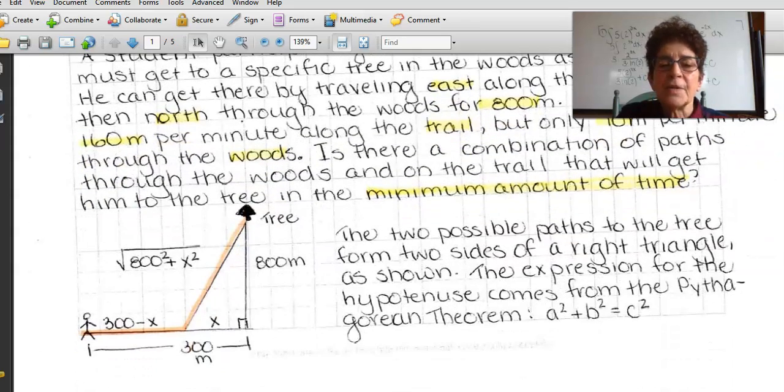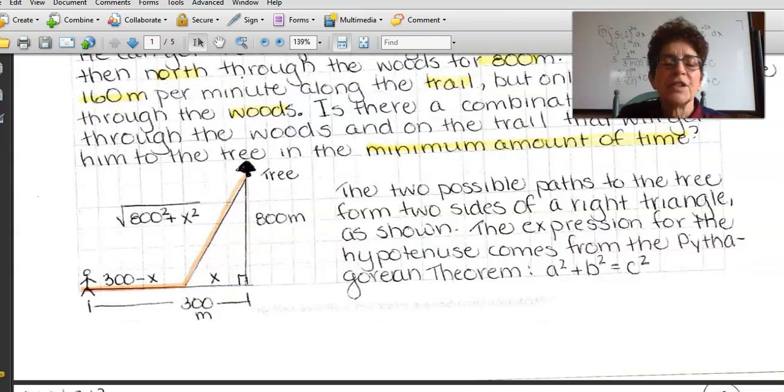So the first thing we have to do, since this is a real-world physical situation, is draw a picture. So here's our student over here. We know he's 300 meters on the trail. This horizontal line is the trail. The vertical line is a path through the woods, and this is the tree. So he's 300 meters away from where he would turn and run north to the tree in the woods. What we want to know is, is there some value of x here that is the point where he should break off running on the trail and run through the woods?